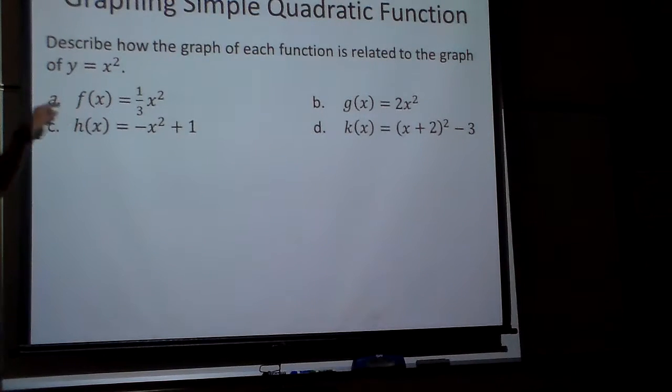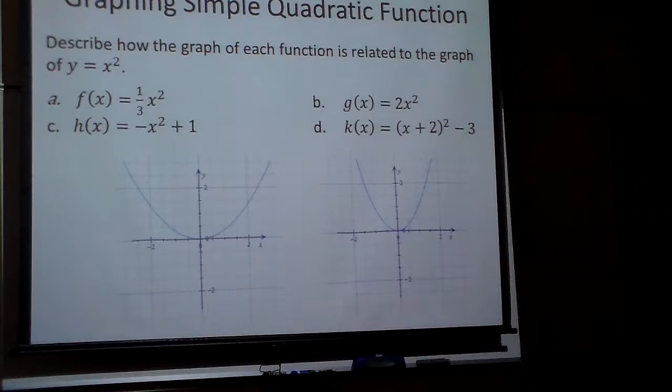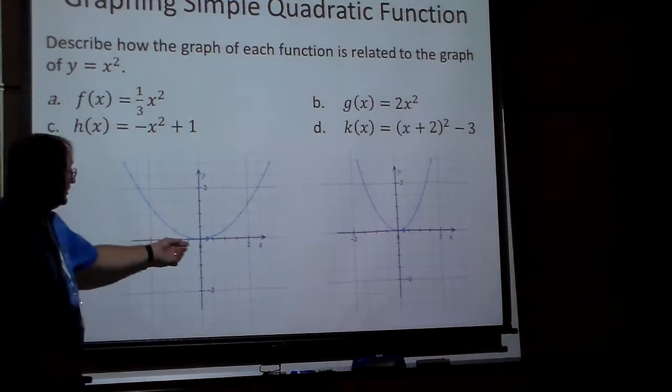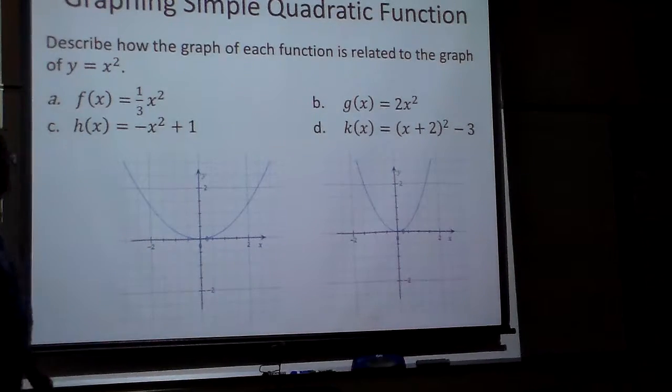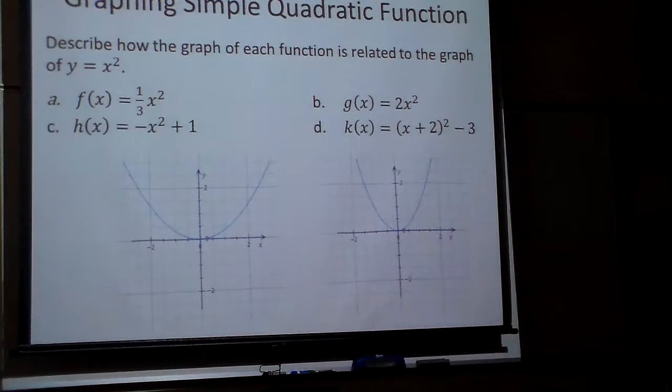So first off, let's look at A. The one thing being done to it is this 1/3. What does 1/3 do to it? It doesn't narrow it, it's actually going to make it fatter, because it's not going to go up as fast. So if that's the parent function, the 1/3 means it's going to go up 1/3 as fast, 1/3 as much. That would be the actual graph of that one.